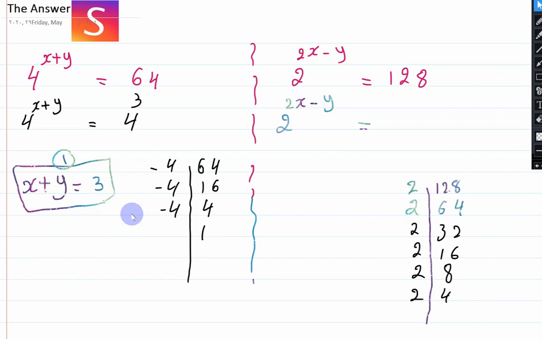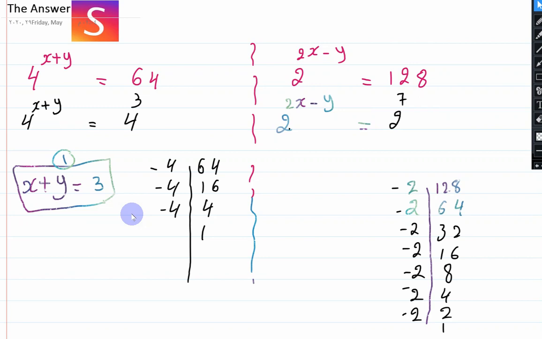4 divided by 2 is 2, and 2 divided by 2 is 1. So how many 2s do I have? 1, 2, 3, 4, 5, 6, 7. So I have 2 to the power 7. As I told you, you can do it by calculator, or if you don't know, you can do it this way. It will be easy for you.